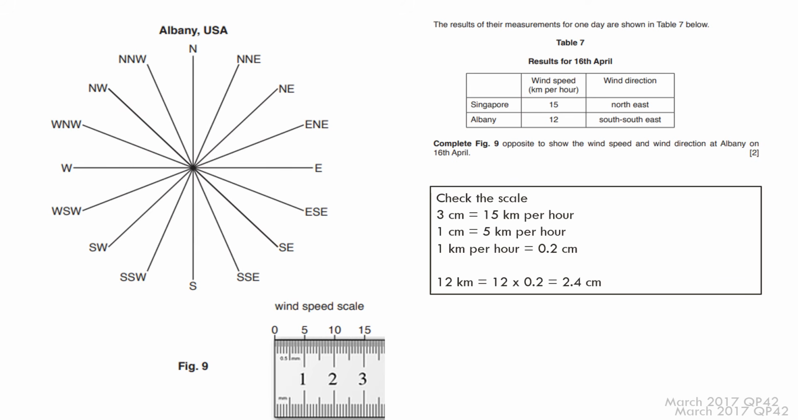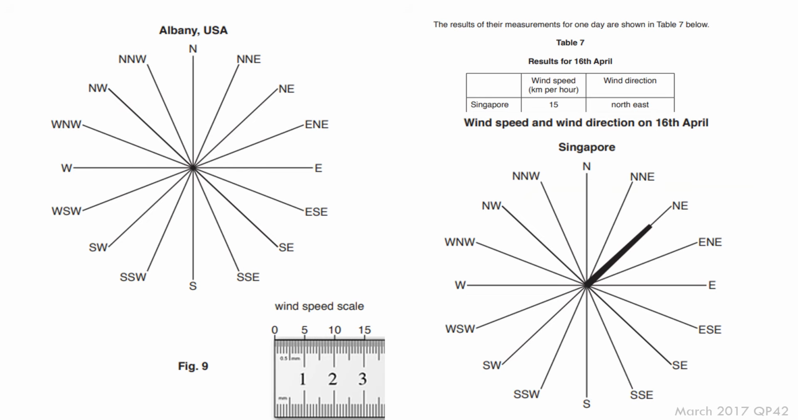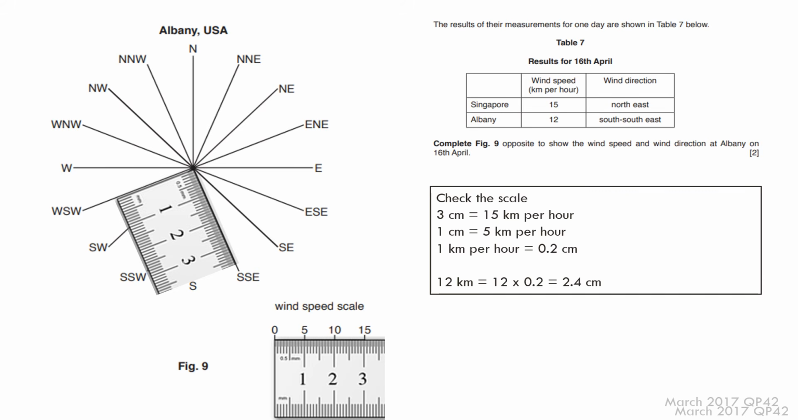The scale is 3 centimeters equals 15 kilometers an hour. So 1 centimeter equals 5 kilometers per hour. 1 kilometer per hour is 0.2 centimeters. So 12 kilometers per hour times 0.2 is 2.4 centimeters. So essentially, I'm just going to draw a thick bar line of 2.4 centimeters, sorry, going down the south-southeast line. And that's how we would draw it there, copying exactly the previous example.